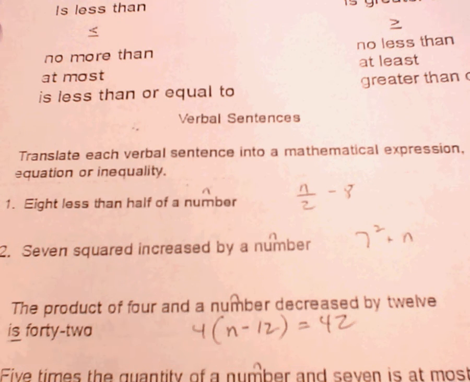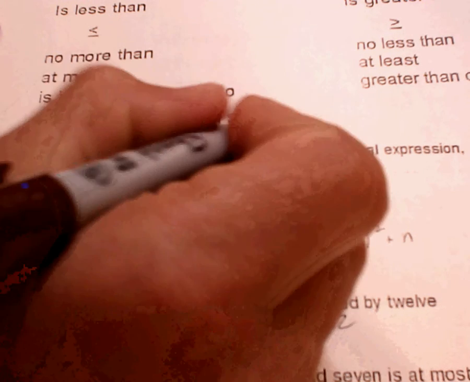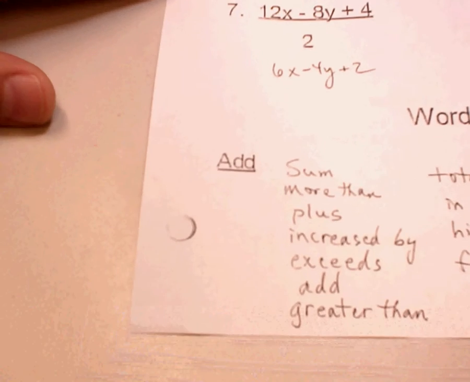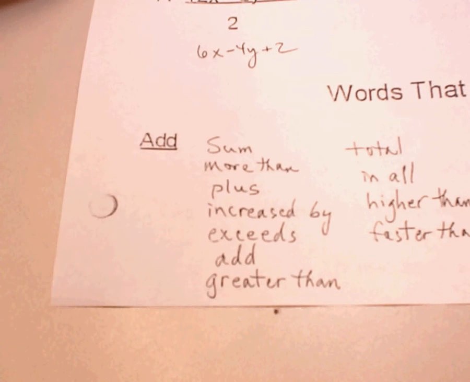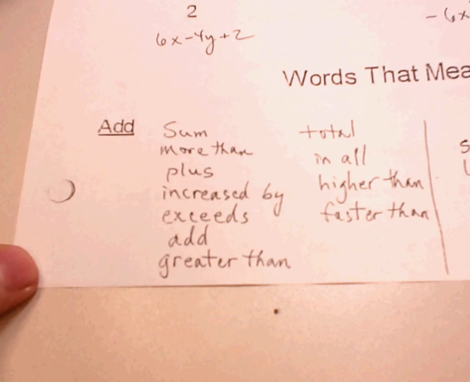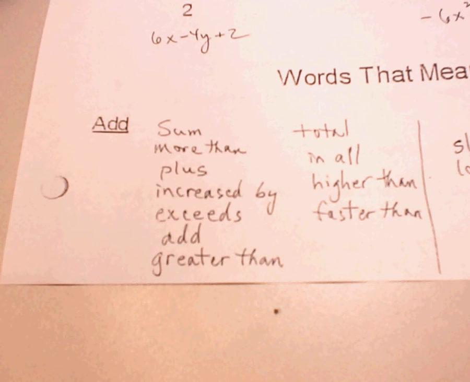We are going to convert verbal sentences into algebraic equations, but before we do that, let's create some vocabulary to identify from verbal sentences so it can help us to determine which operations we will use. We will start with addition. There are some keywords for addition. Here are a couple of them that I can think of. Sum, more than, plus, increase by, exceeds, add, greater than, total, in all, higher than, faster than.